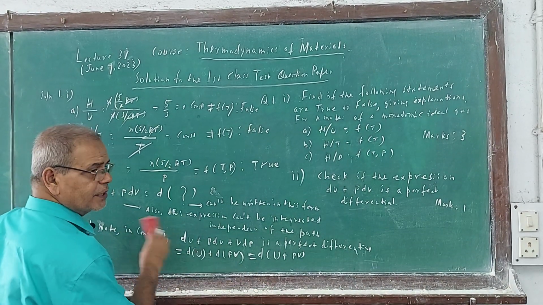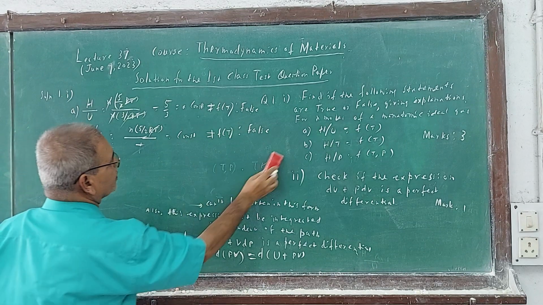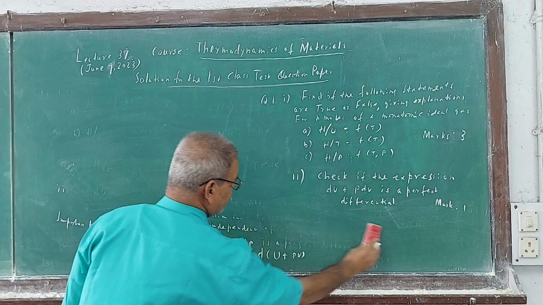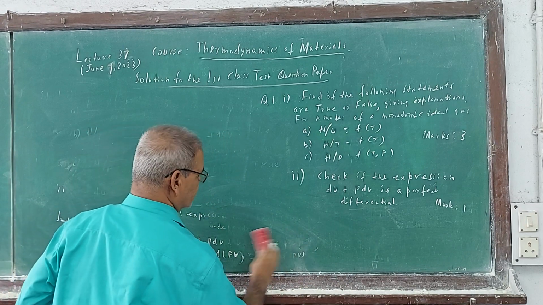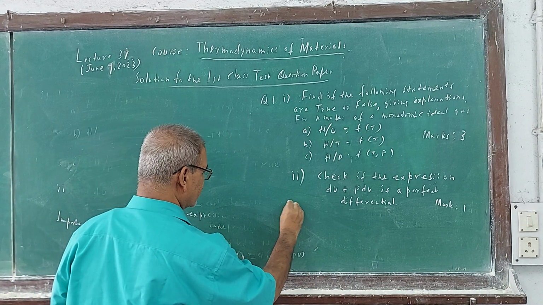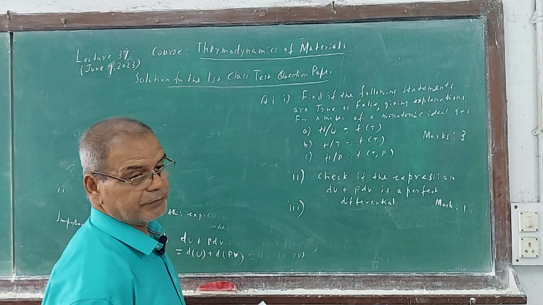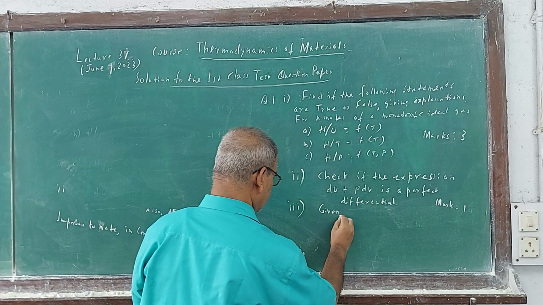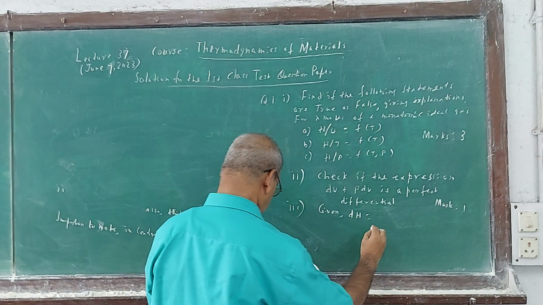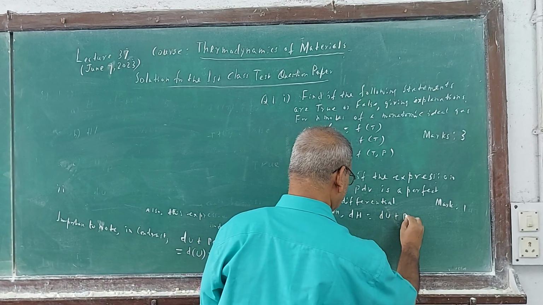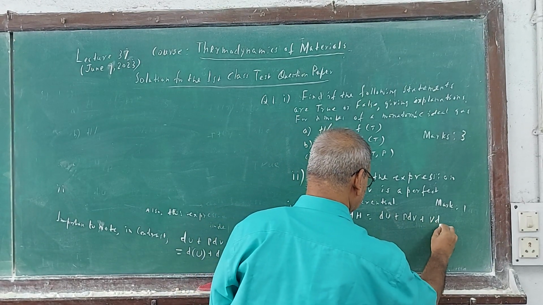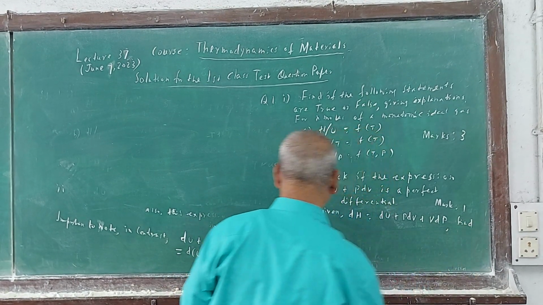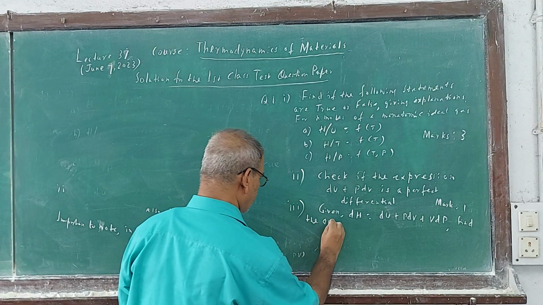Third is what? Can I remove this? This is all over, so remove all this. Let me write question 3. Question 3 is a little lengthy, but don't mind. It is given dH is du plus PdV plus VdP. Find the delta H of the system.